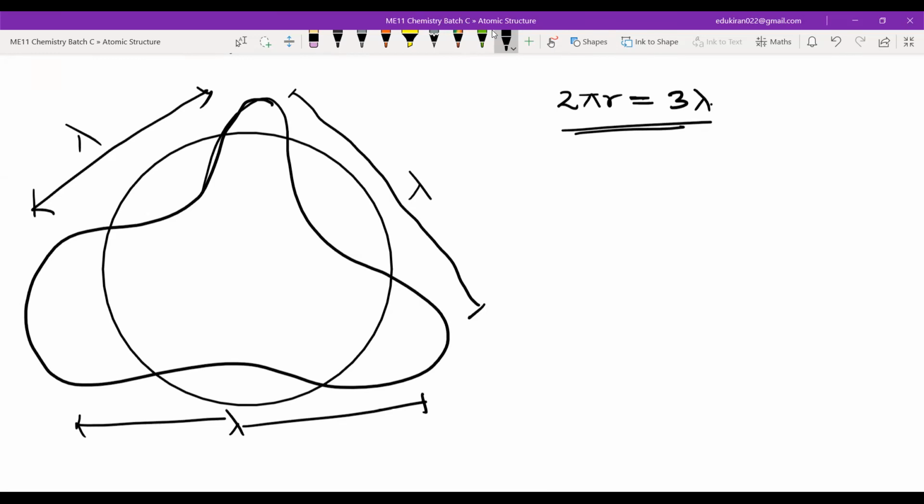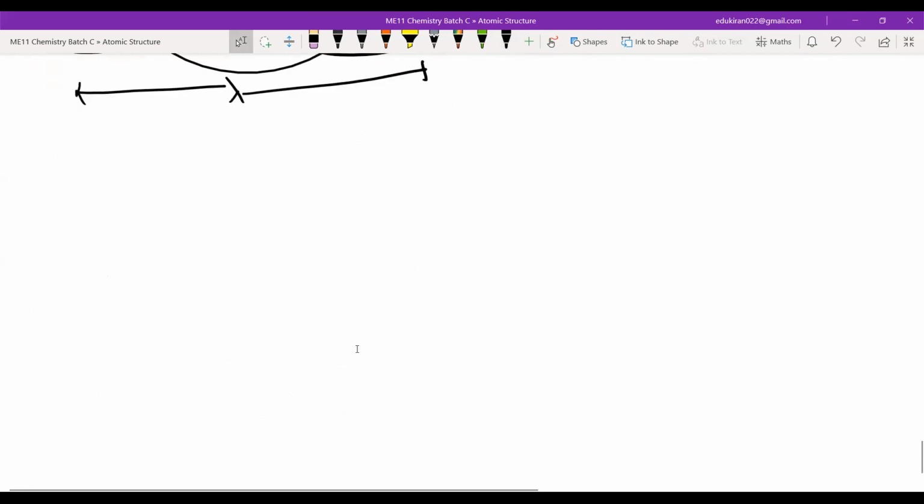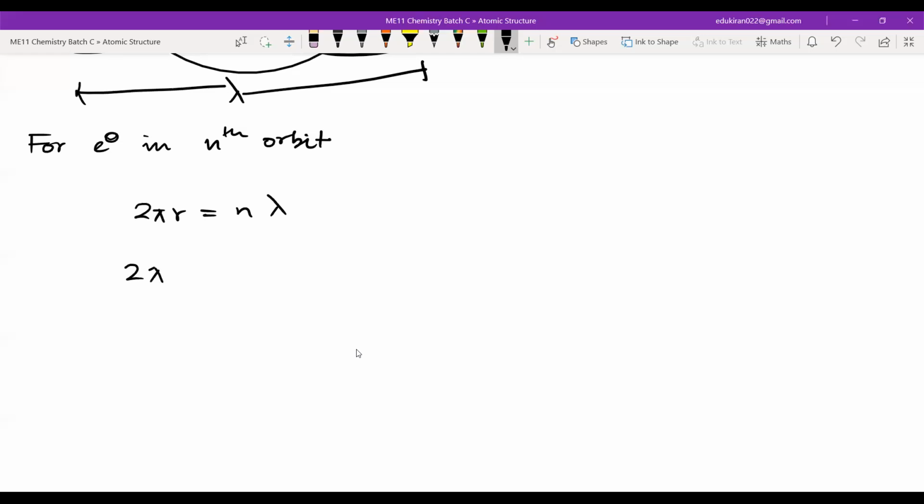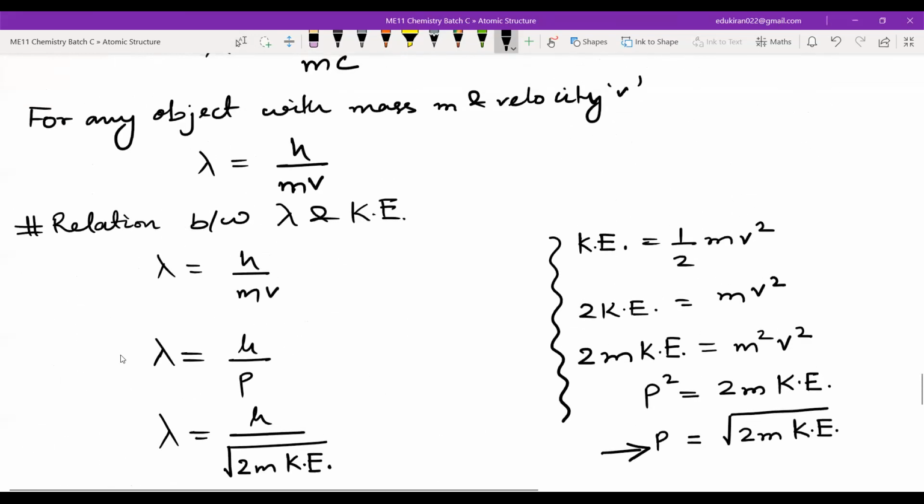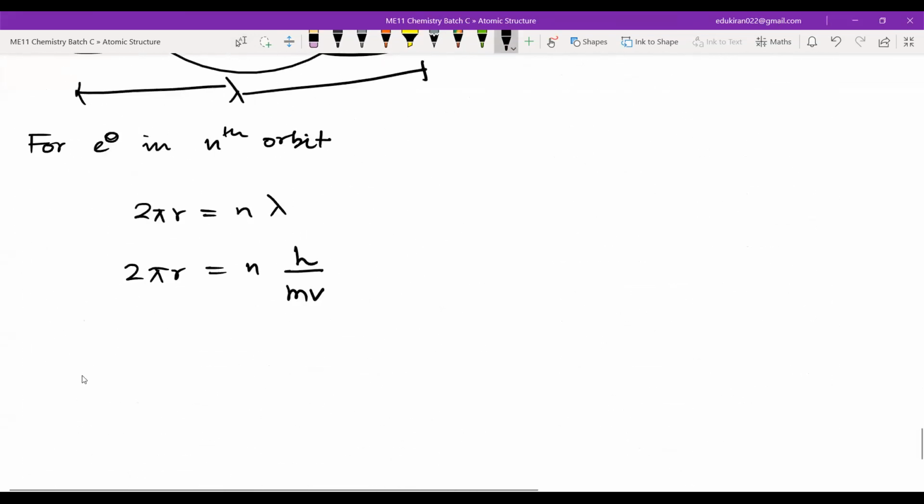Now, in a similar way, for an electron in the nth orbit, 2 pi r is equal to n lambda. Then 2 pi r is equal to n h upon mv, since lambda is equal to h upon mv. This is from De-Broglie.